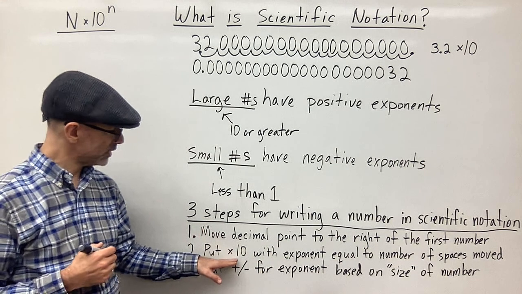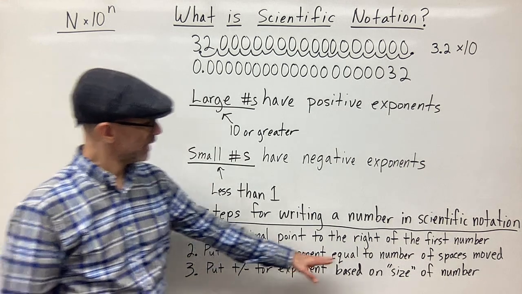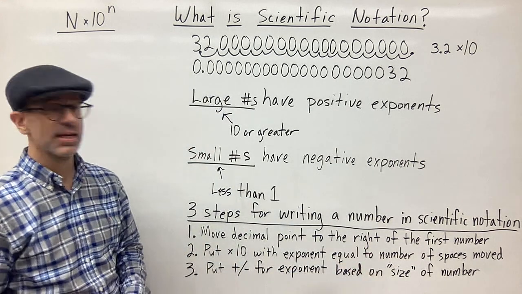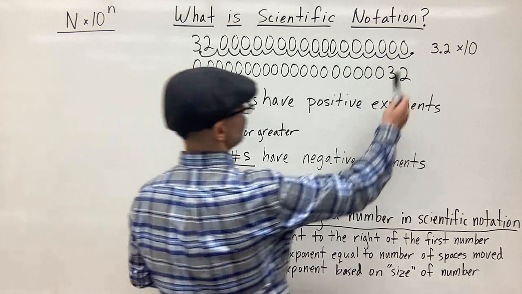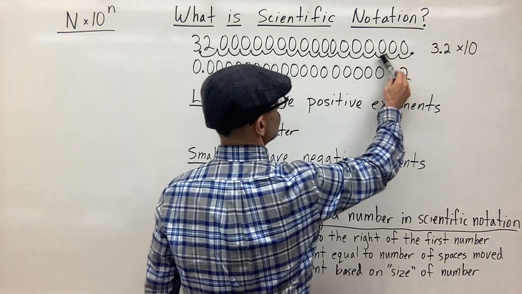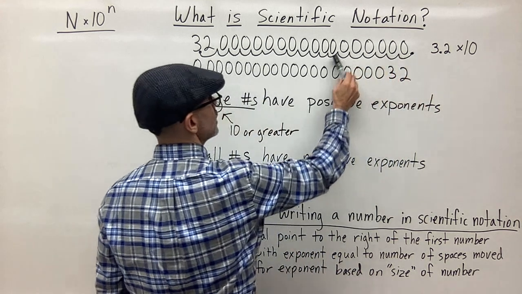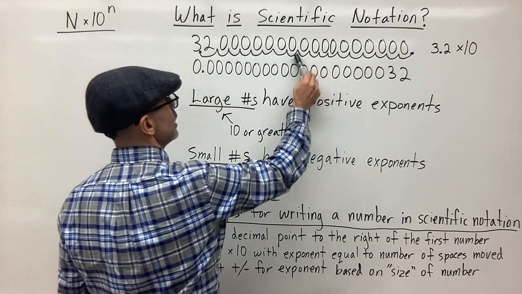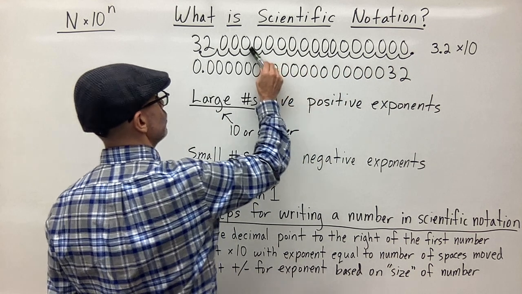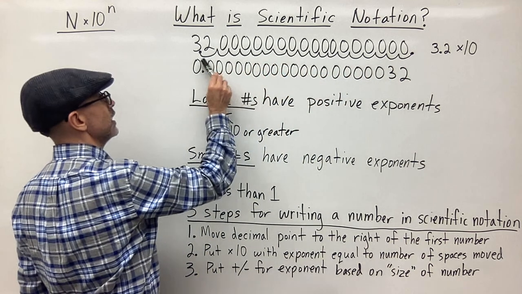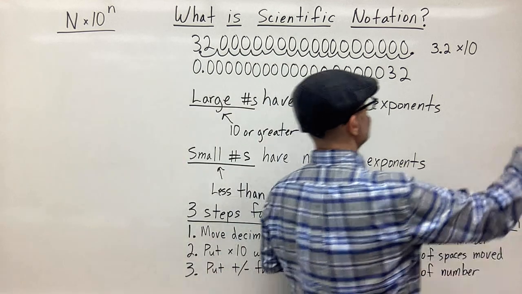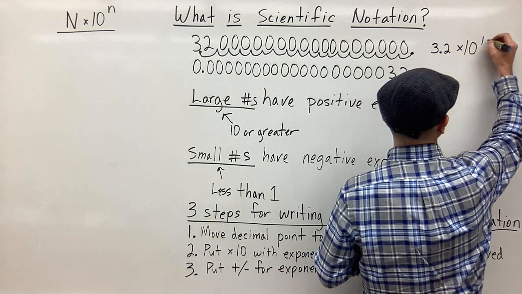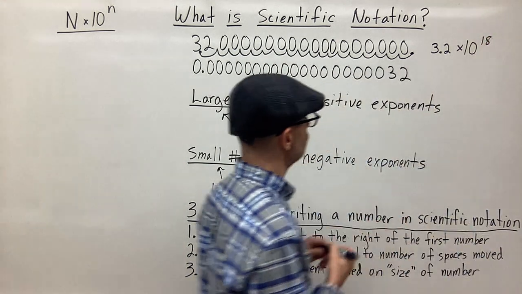Step 2, put times 10 with the exponent equal to the number of spaces that I moved. How many spaces did I move? 1, 2, 3, 4, 5, 6, 7, 8, 9, 10, 11, 12, 13, 14, 15, 16, 17, 18. So my exponent is 18.